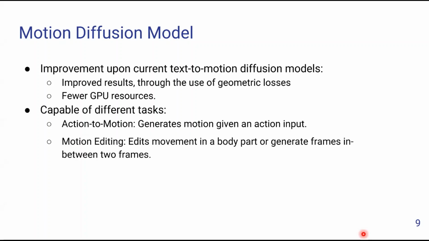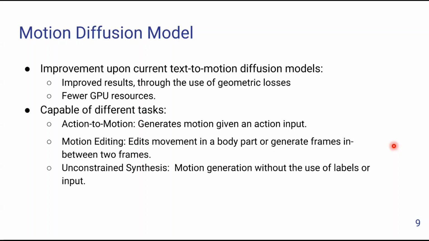It could also perform motion editing, which is akin to in-painting. So this could be divided into 2 subtasks, one of them being just editing out a specific body part and making it move in another way. Or we could perform what the paper refers to as in-betweening, which means that if provided with an initial and final set of frames, the model will generate some frames in between. And lastly, it could also perform unconstrained synthesis, which is a form of unconditioned generation. So no generations will occur with no given input.